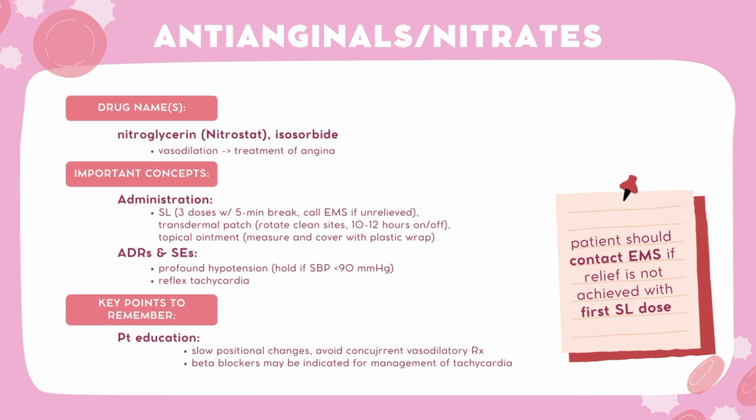Before we move on from this section, let's quickly review some ways patients may take nitroglycerin and the proper forms of administration. Sublingual tablets should be allowed to dissolve under the patient's tongue. If pain is unrelieved after the first dose, the patient should seek out emergency services due to the potential of a myocardial infarction occurring. The patient can take up to 3 sublingual tablets, with a period of 5 minutes between each dose. A transdermal patch can provide continuous symptom management for patients with stable angina.